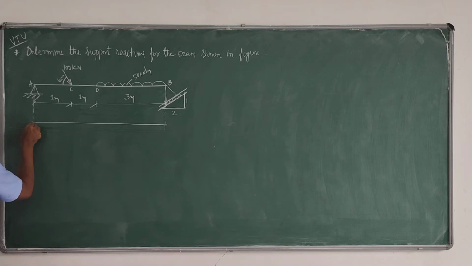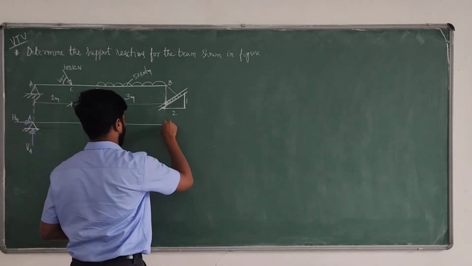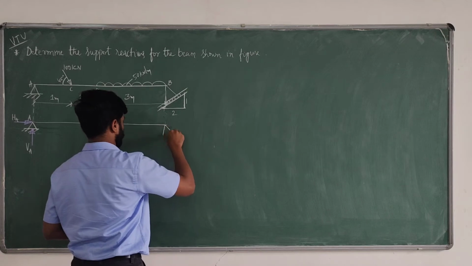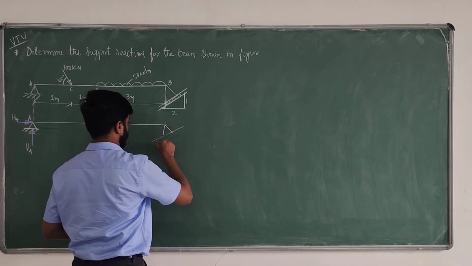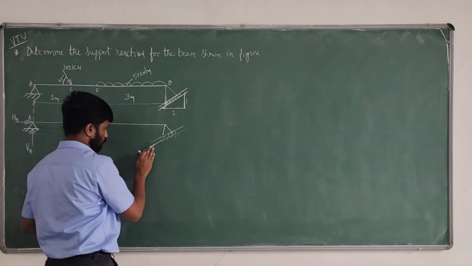The first is hinge support. We know that at a hinge support we have two unknowns. Initially we are assuming positive, therefore VA and HA. But at B, we have a roller, but the roller slopes are given, right? Slopes are given.